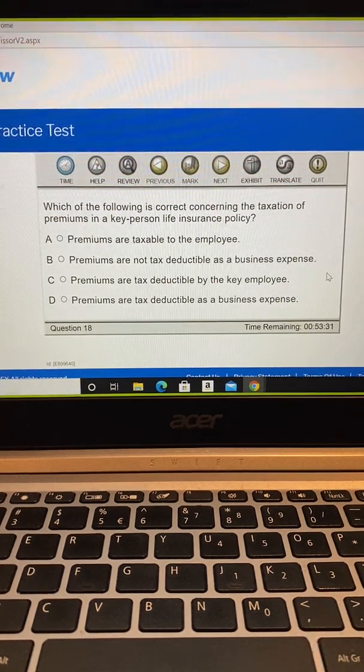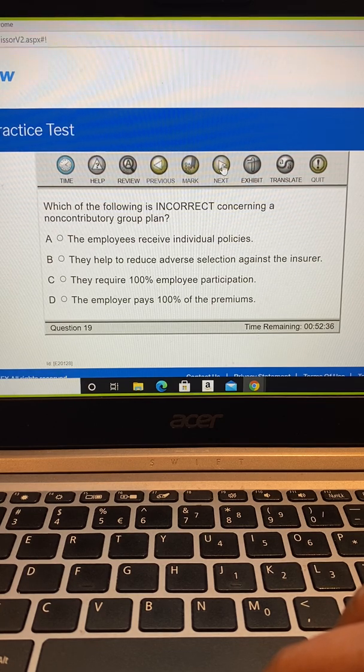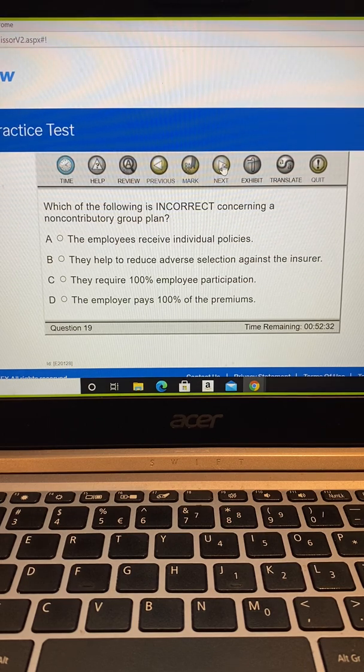All right, next. Which of the following is correct concerning the taxation of premiums in a key person life insurance policy? Is it B? Is it B? It is B. You're right. Because the only thing that is taxable is interest. All right. Even the key person, nothing's taxable.